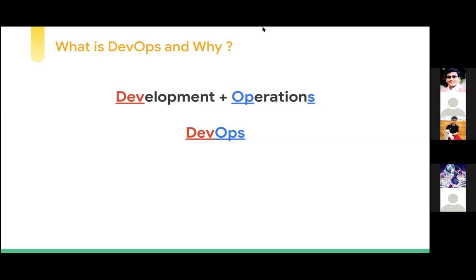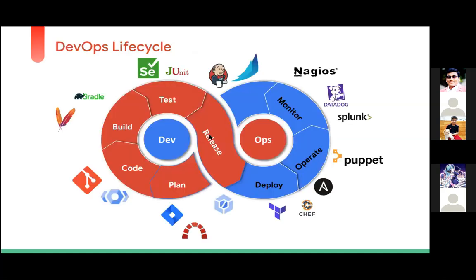So let's take a life cycle. Let's look at a life cycle. This is how the typical DevOps life cycle will look like. I will explain one by one. So the starting stage will be plan.